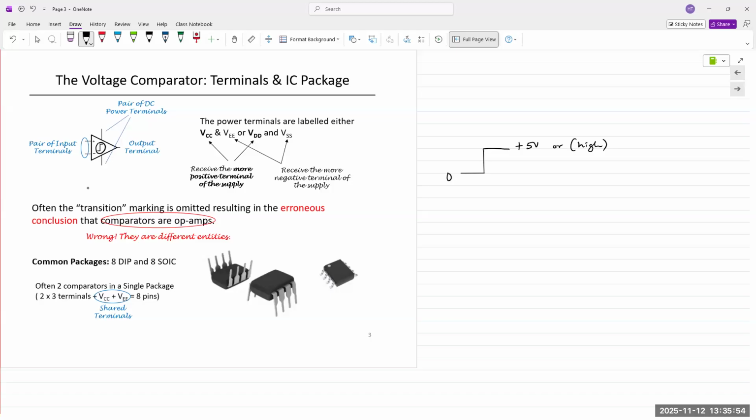Okay, and there are two terminals. One is labeled as positive, the other one's labeled as negative. If the negative terminal is higher than the positive, then the output goes to 0. If the positive terminal is higher than the negative, output goes high. That's it. That's the essential function of a comparator. That's all it does.